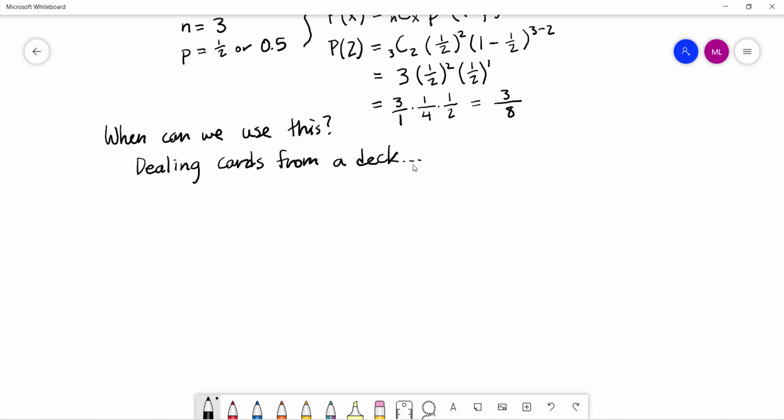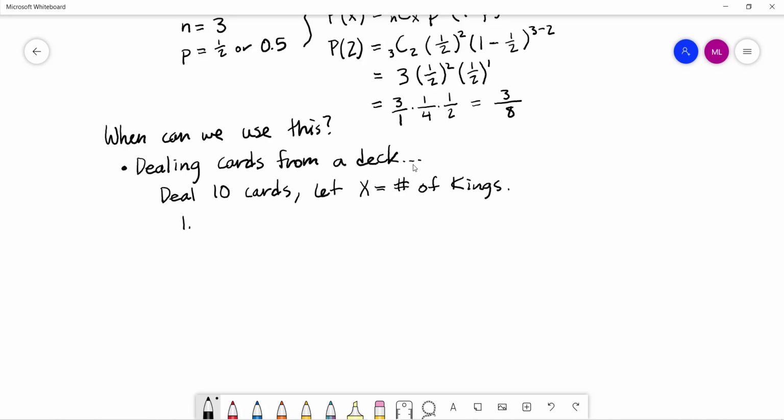So let's say in this example where we're dealing cards from a deck, let's deal 10 cards from a nice randomly shuffled deck, and let X be equal to the number of kings that we get out of that deck. Okay, will this meet those 5 criteria?